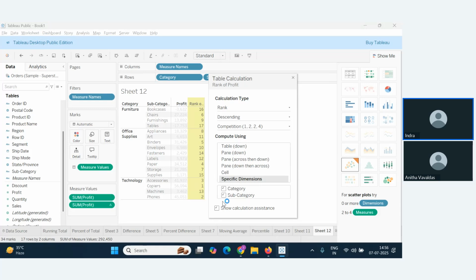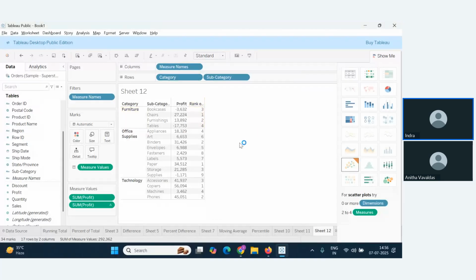Compute using subcategory. I'll select subcategory. Now let me close this. And now you can see here the ranks. For each subcategory, you can see who is on rank 1, 2, and 3.